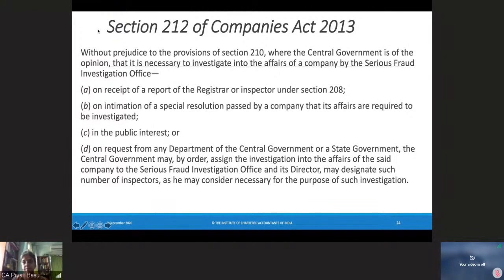Then its director, they will designate the number of inspectors. It could be part of them. It could be hired, and a member can also be part of that hiring. But again, as I said, it cannot be the firm, as he may consider necessary for the purpose of such investigation. Keep that in mind.